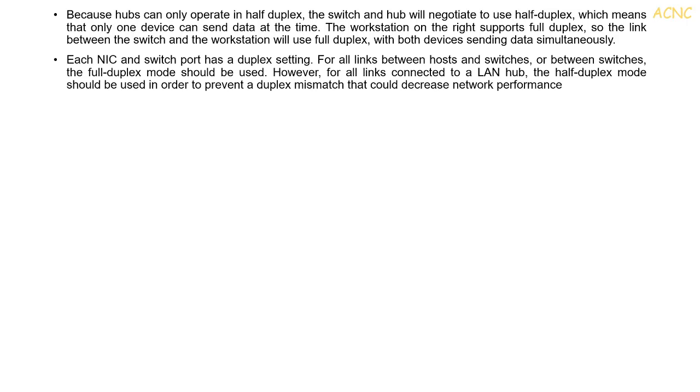Each NIC and switch port has a duplex setting. For all links between hosts and switches or between switches, full duplex mode should be used. However, for all links connected to a LAN hub, half duplex mode should be used in order to prevent a duplex mismatch that could decrease network performance.